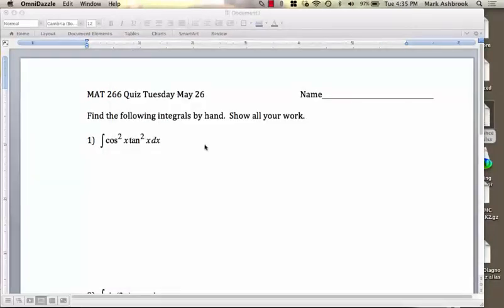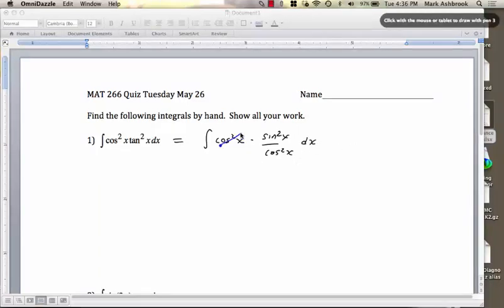Okay, here we go. So the first one, by far the easiest way to do this is to use that tangent is sine over cosine. So tangent squared is sine squared over cosine squared. And then you immediately see that cosine squared and cosine squared is 1. And all we simply have is the integral of sine squared.